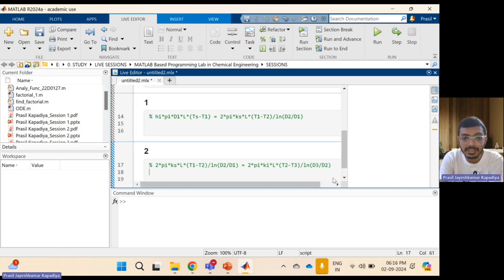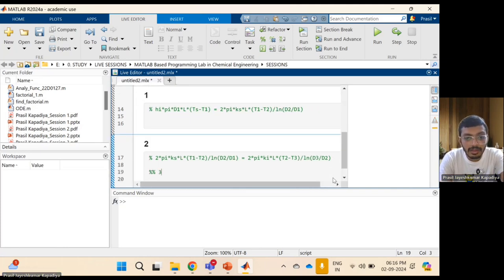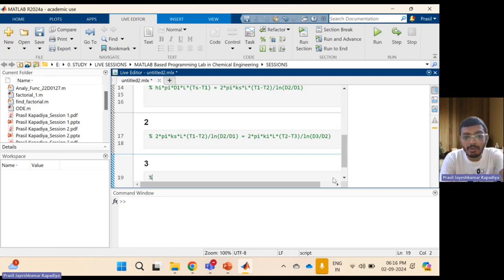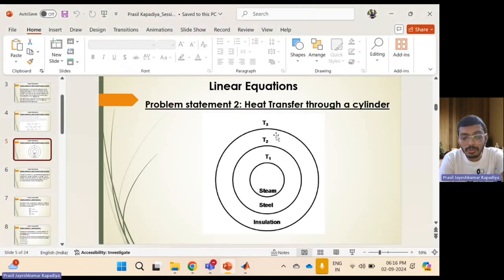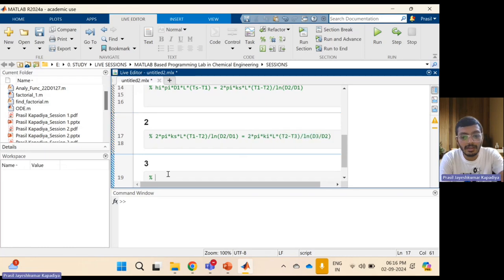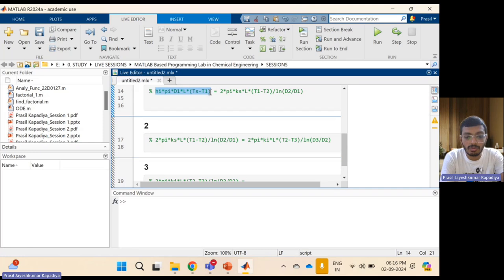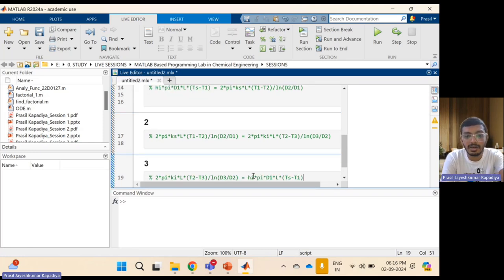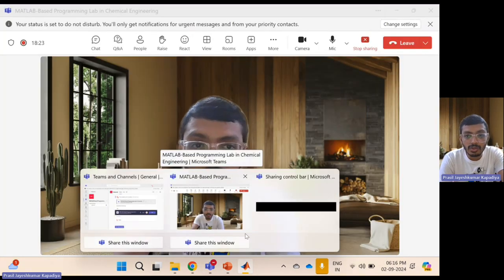Now our last equation, equation number 3, that will be equal to this conduction from 2 to 3 is equal to convection of 3 to ambient air. So this will be equal to, I'm just copying from here because I don't want to write it down again. We'll just edit it here. So it is H naught insulation of outer pi D3 into L, and temperature is T3 minus ambient air temperature. Okay.